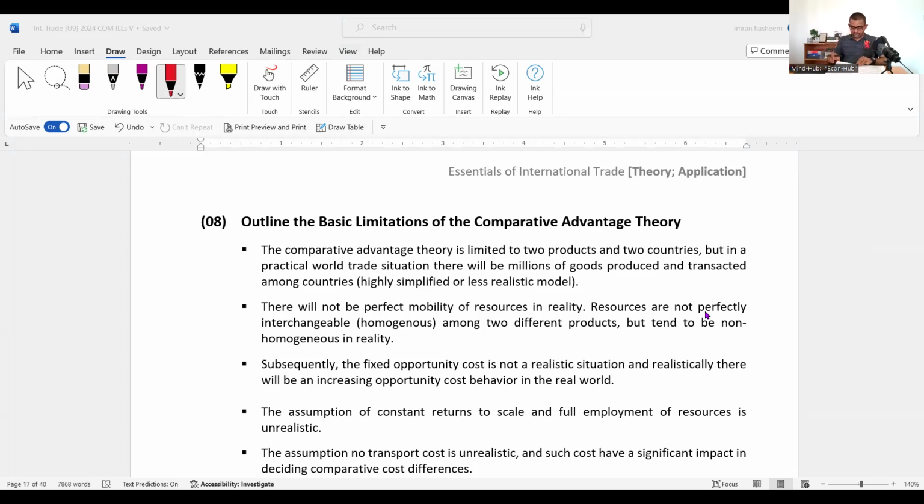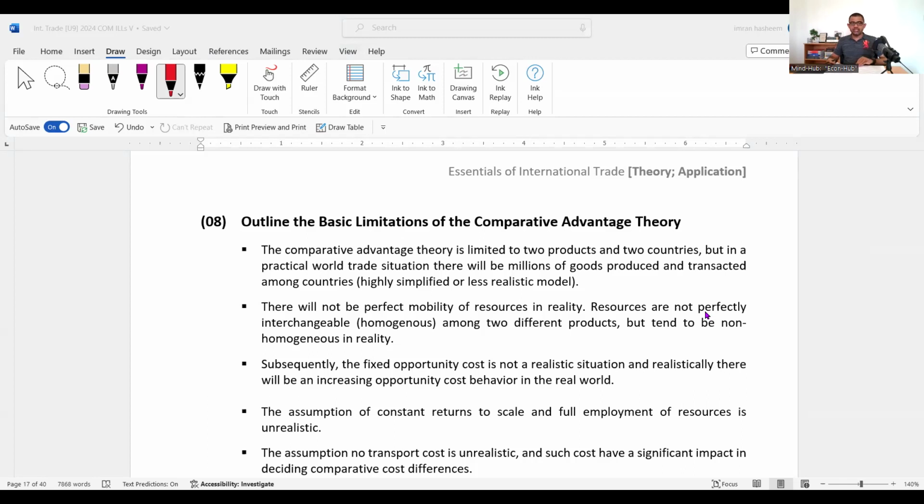Then it says perfect mobility of labor resources. We assume homogeneous factors and perfect mobility, and we assume every country has a fixed endowment of resources. So they can shift and substitute resources from one industry to another, from one product to another amongst the two products within the country, without any problem.